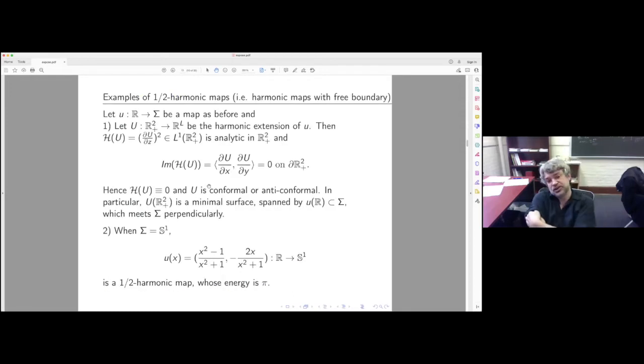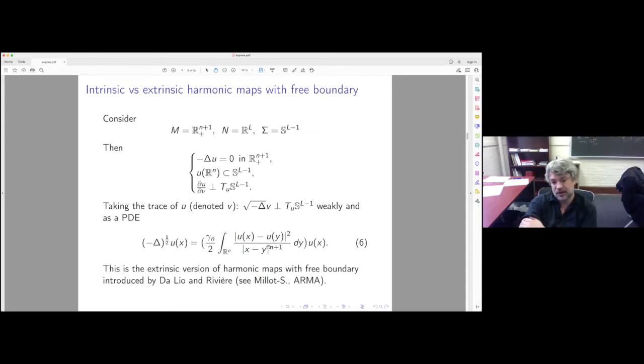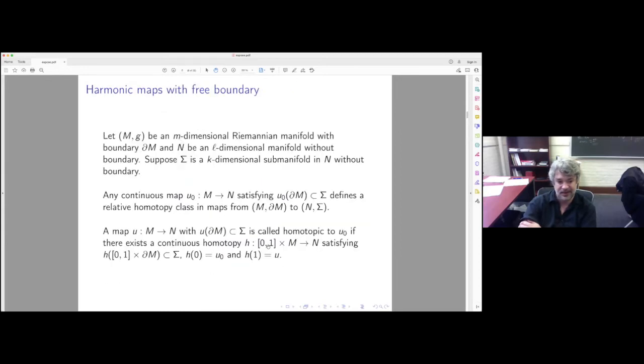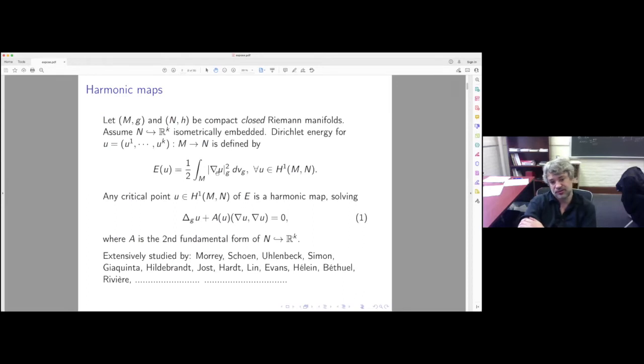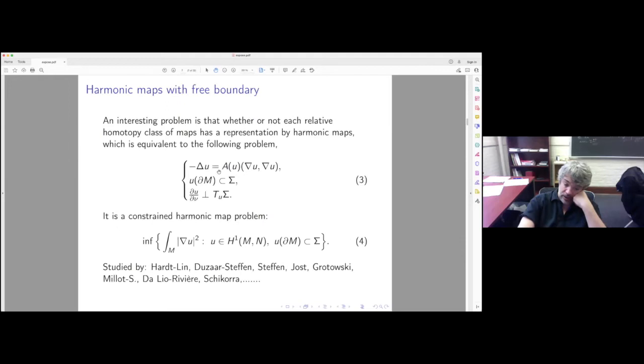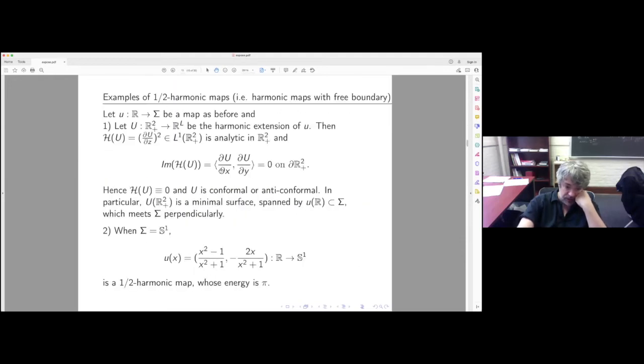So there are examples of half harmonic maps. Da Lio and Rivière called these half harmonic maps because they were looking at exactly this energy, but not the H1 energy, rather the H^{1/2} dot energy. That's why they call them half harmonic maps. There are examples of half harmonic maps. The stereographic projection is a half harmonic map, in particular, whose energy is pi.